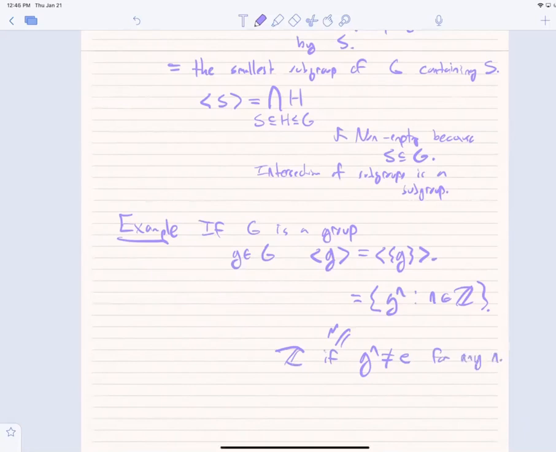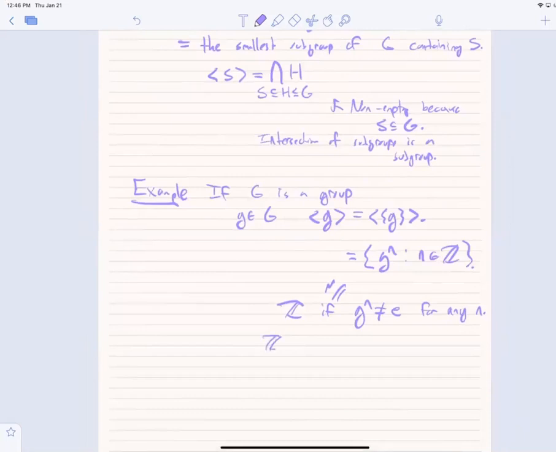So if g is of infinite order, it's Z, or it's Z mod nZ, where n is the smallest positive integer such that g to the n is equal to e. Okay, so this is all cases. Either there is some integer, in which case you take the smallest one and then you get Z mod nZ, or there's none and then you get Z. And these are cyclic groups.